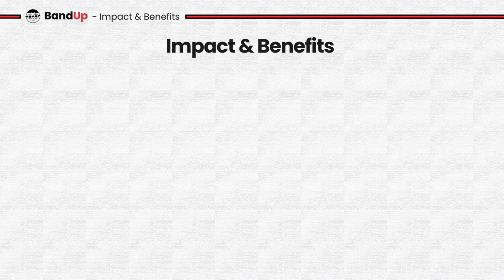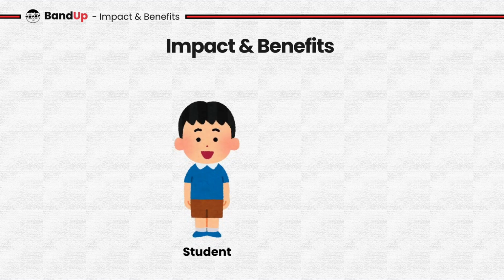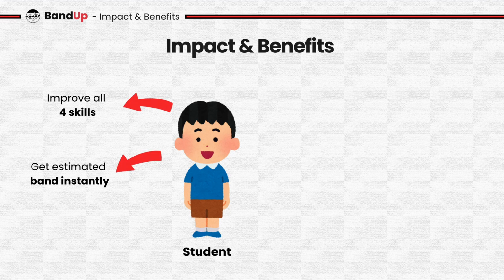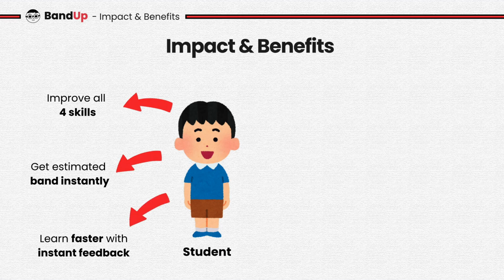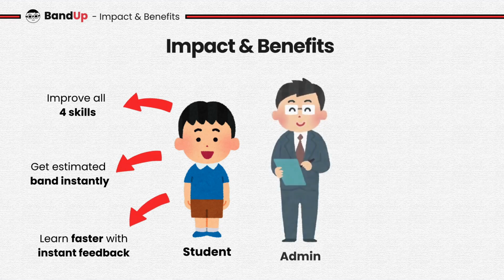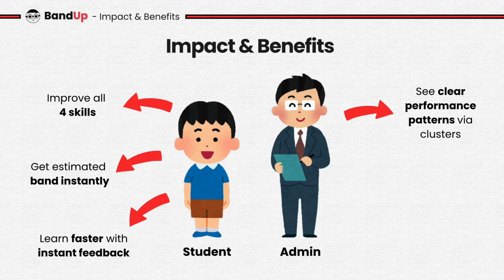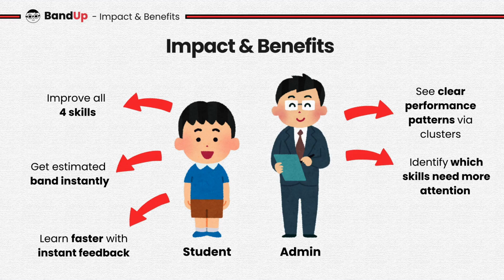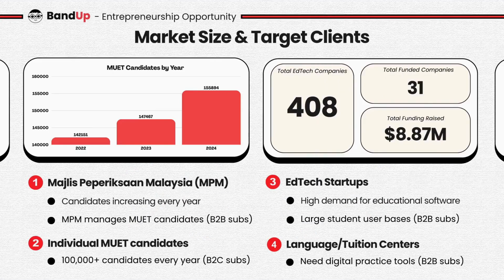BandUp also offers clear benefits to both students and admin. For students, BandUp helps improve all 4 MUET skills. They get an estimated band instantly after each practice. They also learn faster with immediate AI feedback. For admin, BandUp allows them to see clear performance patterns through clusters, identify which skills need more attention, and manage questions strategically. BandUp's entrepreneurship opportunity is supported by real market data.